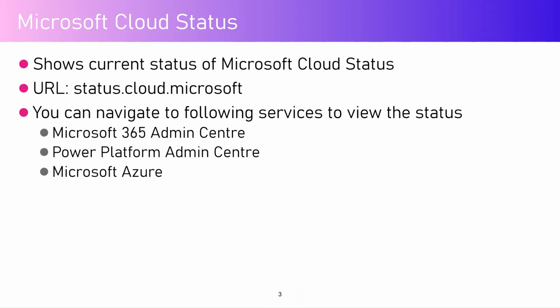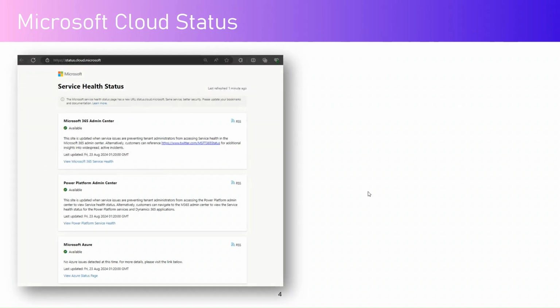Then, if you want to understand what's happening with Microsoft Cloud Services status, there is a URL you can navigate to called status.cloud.microsoft. Once you navigate to that URL, you should be able to see the summary of the services. Now, this is not login specific. Anyone can log in and understand what's happening with the Microsoft cloud status, Microsoft 365, Power Platform, and Microsoft Azure.